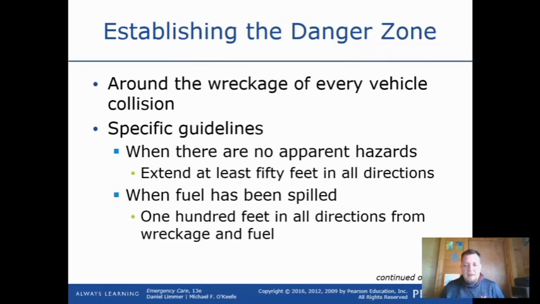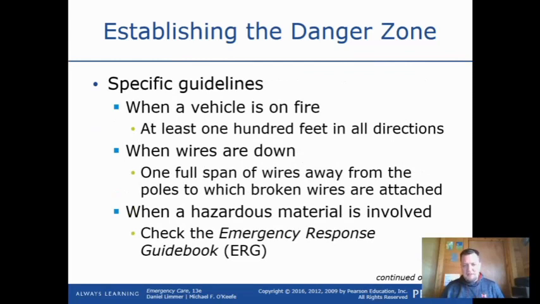Okay, so when there are no apparent hazards, we're going to go 50 feet in all directions. You're going to just basically put a 50-foot radius around the scene. When fuel has been spilled, we're going to do 100 feet. When a vehicle's on fire, we're also going to do 100 feet. And then if there are wires down, we're going to do one full span of the wires away from the poles to which the broken wires are attached.